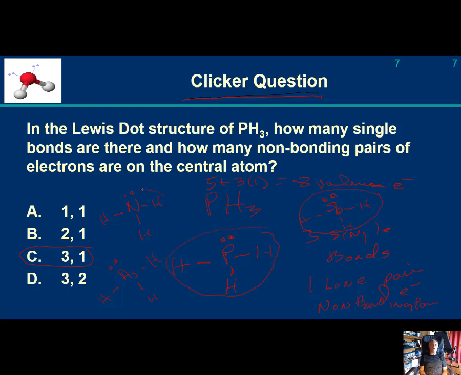Why? Because they all have the same number of valence electrons for the central atom. The central atom in each case, whether it's nitrogen or phosphorus or arsenic or antimony, they all have 5 valence electrons. They have the same valence shell electron configuration.